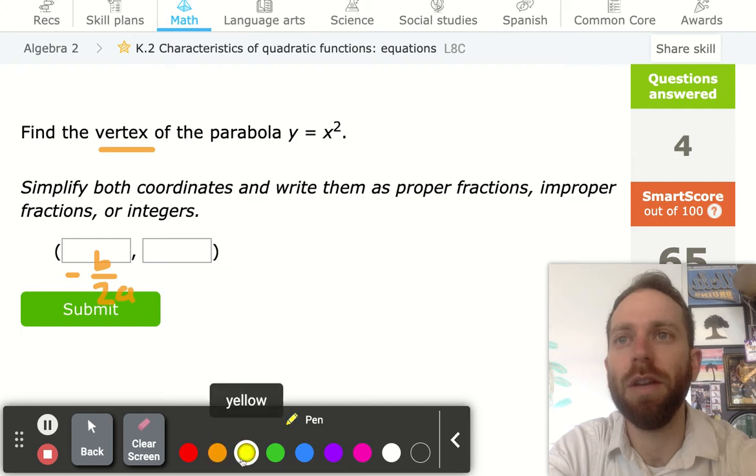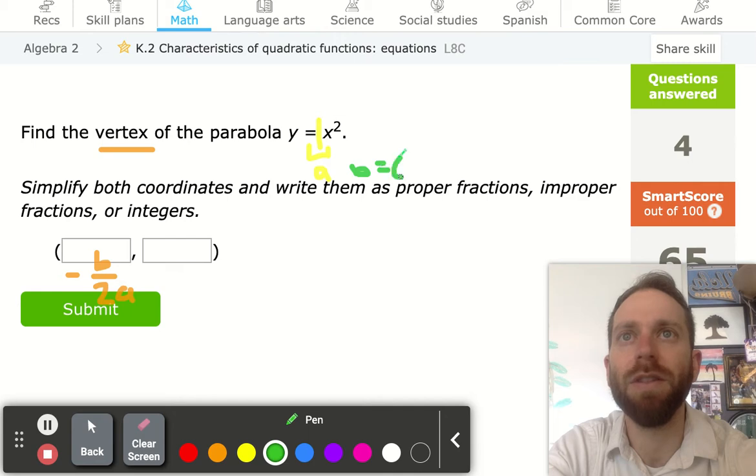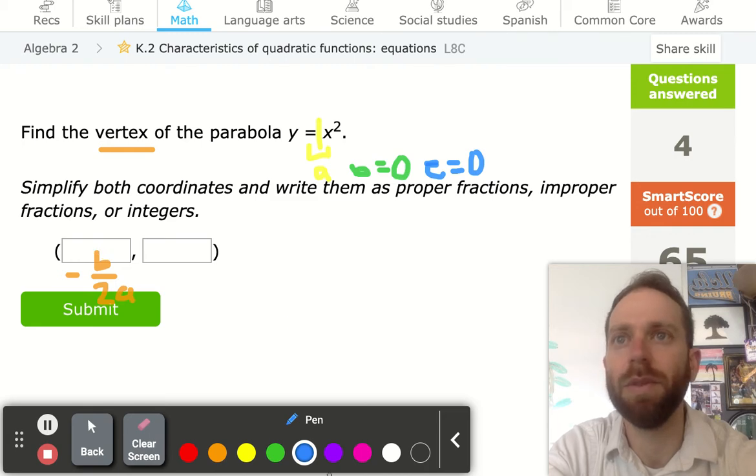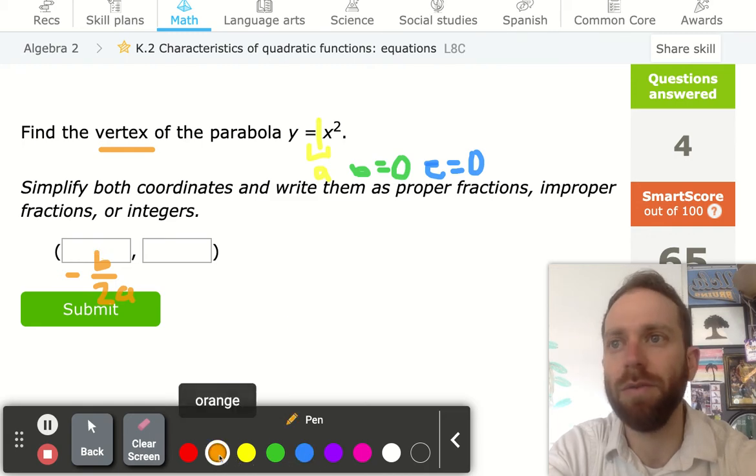So let's find our a, b, and c. Our a is 1, our b is 0, and our c is 0. There's no x term and there's no constant here. So negative b is going to be negative 0 divided by 2a. Well, that's just going to be 0. So our x value is 0.